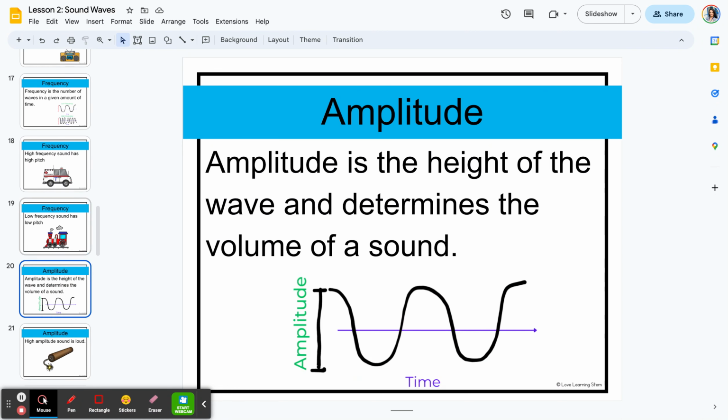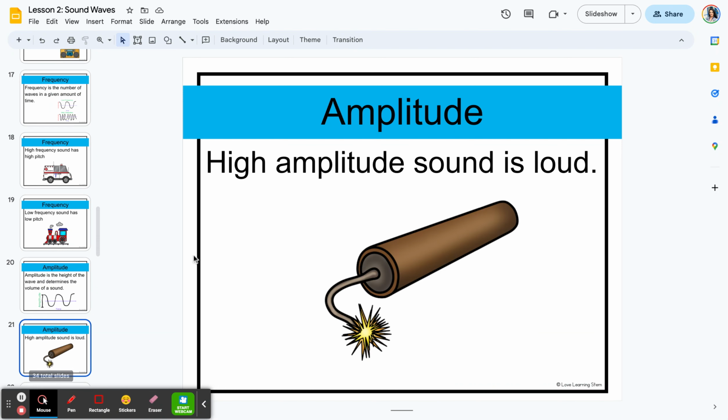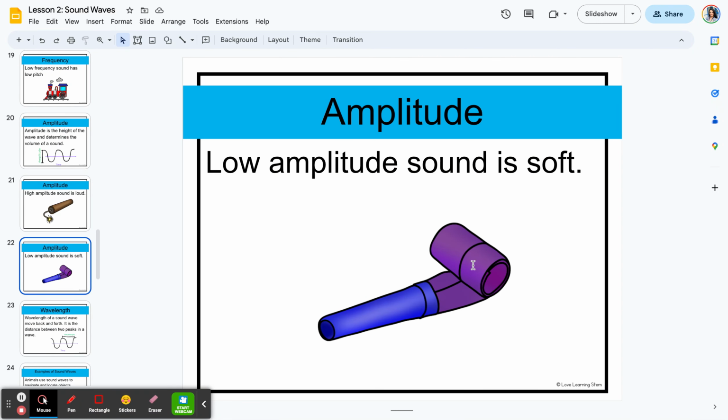Well, what about amplitude? If frequency decides the pitch of the sound, amplitude is actually the volume of the sound. And when you look at this wave, the amplitude is the height of the wave and determines the volume of a sound. So, a sound that is extremely loud has high amplitude, and a sound that is very soft has a low amplitude.